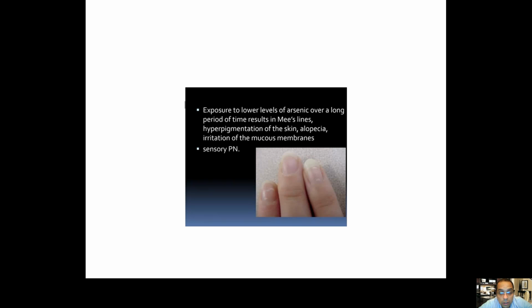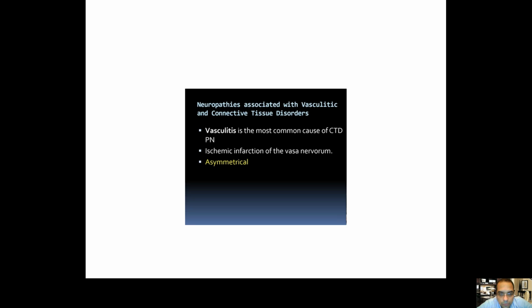As you can see, these are white lines in the nails, occurring with hyperpigmentation of the skin, alopecia, and irritation of the mucous membrane. And usually this comes with sensory peripheral neuropathy as well.